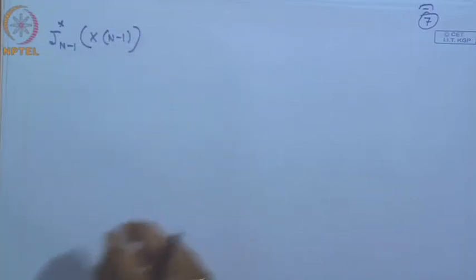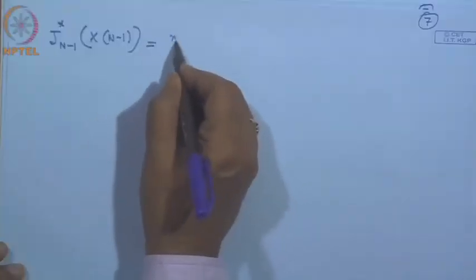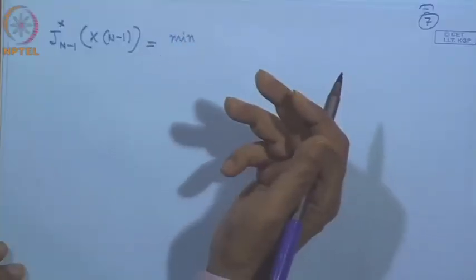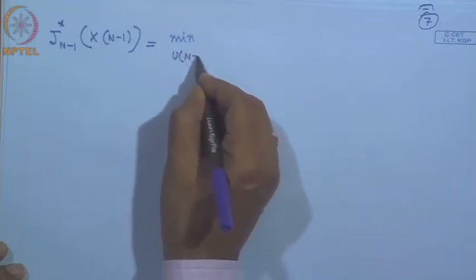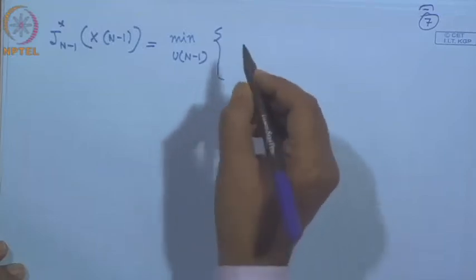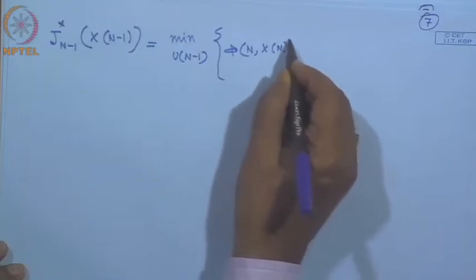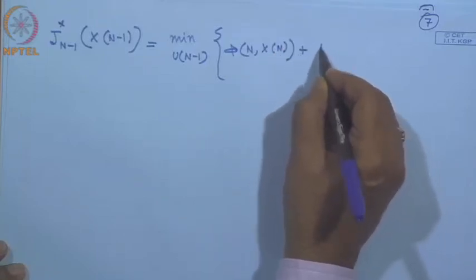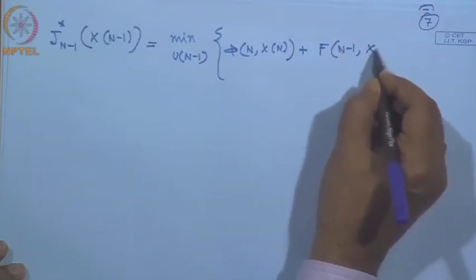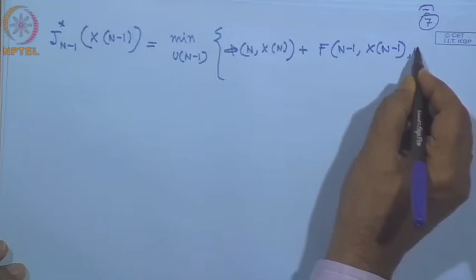The meaning is that we are transferring the state at time index k equal to n minus 1 to k equal to n, the final terminating state. For that, what is our cost? We have to minimize over u n minus 1, and our performance index is the terminal cost phi n of x n, plus phi n minus 1 of x n minus 1, u n minus 1.